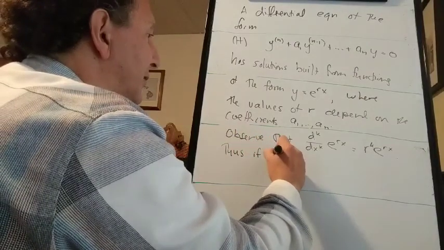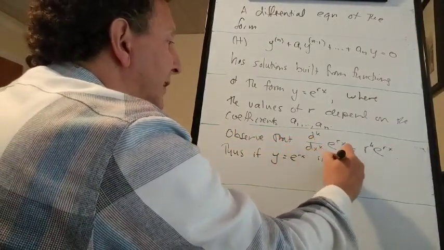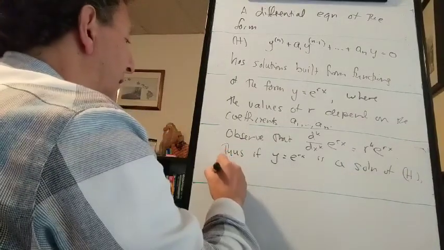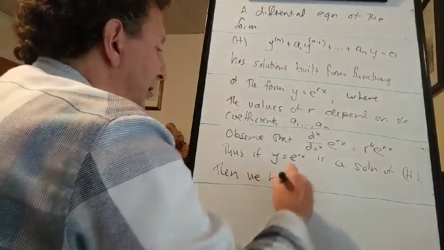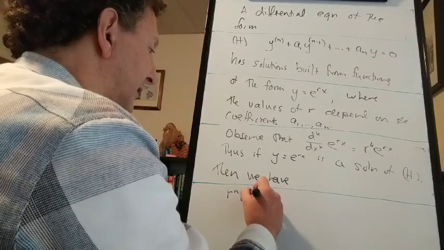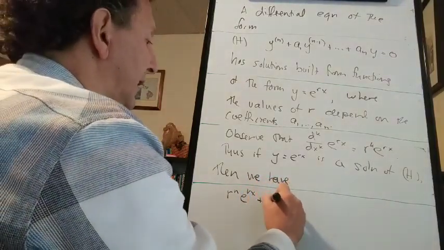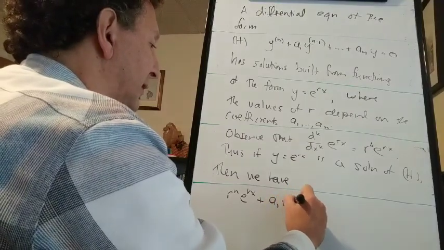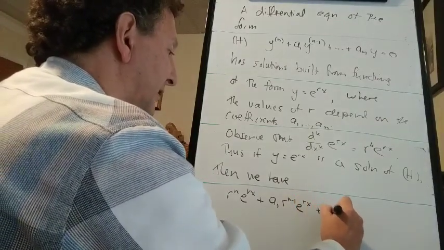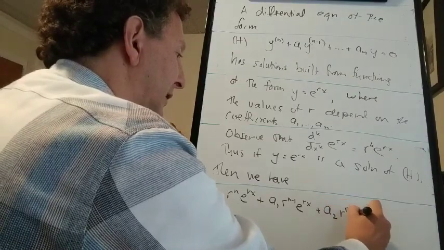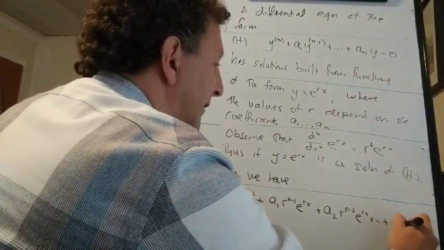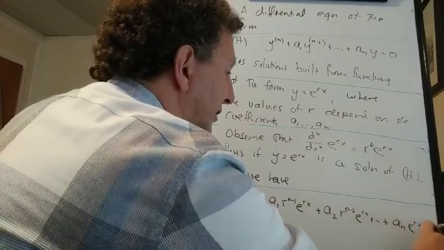So that means that if y equals e to the rx is a solution of the homogeneous differential equation, then we have, let's see, nth derivative r to the n e to the rx plus a1 r to the n minus 1 e to the rx plus a2 r to the n minus 2 e to the rx, etc., up to an e to the rx. All of that should be equal to 0.